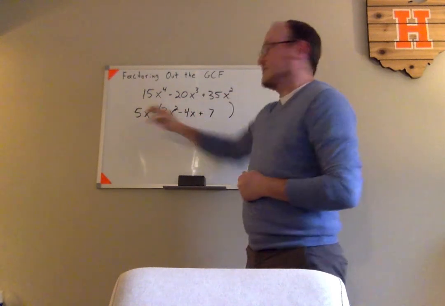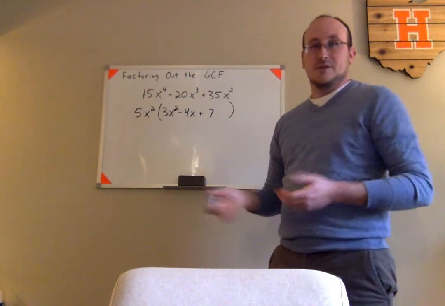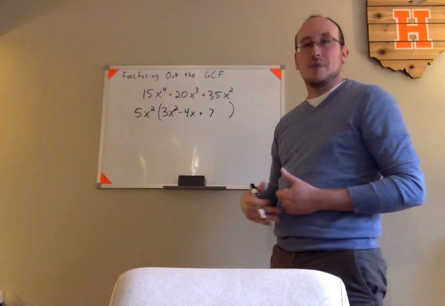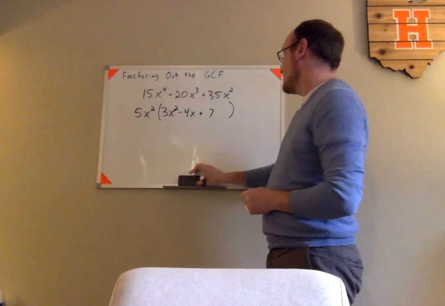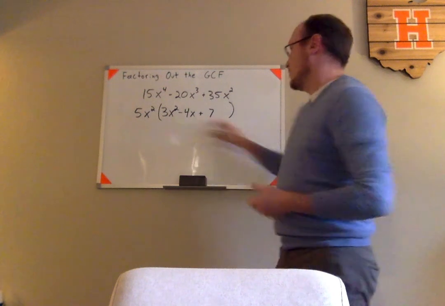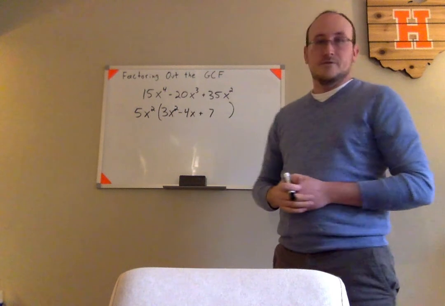And x to the 2nd divided by x to the 2nd. Again, we subtract those exponents. 2 minus 2 would be 0. X to the 0 power is 1. And we don't need to write 7 times 1 because that would just be 7. So at this point, we have factored out our greatest common factor. And that's all we can do for this particular problem.